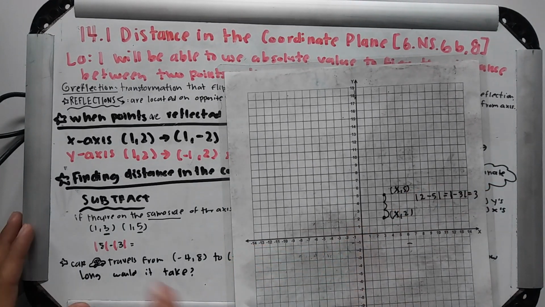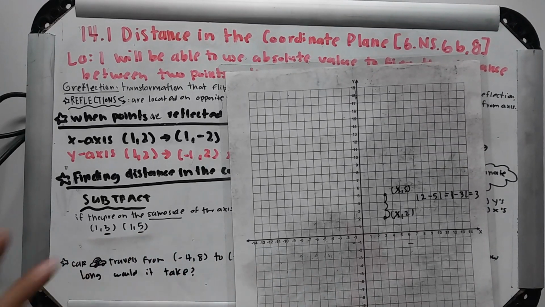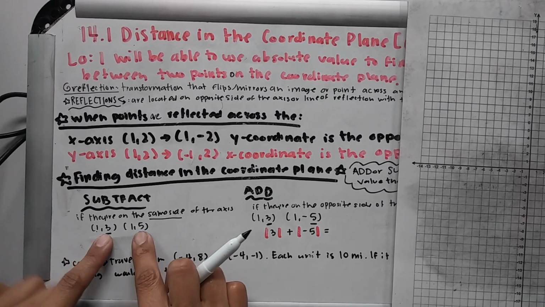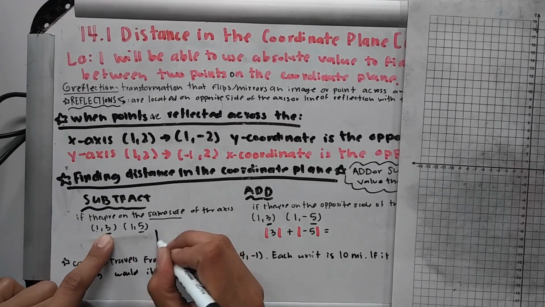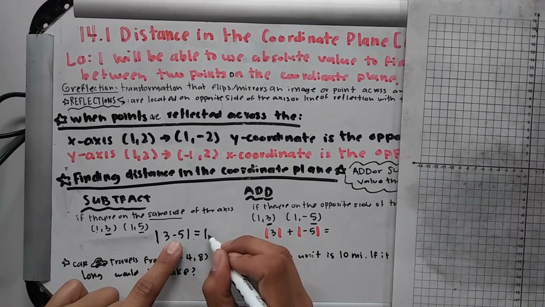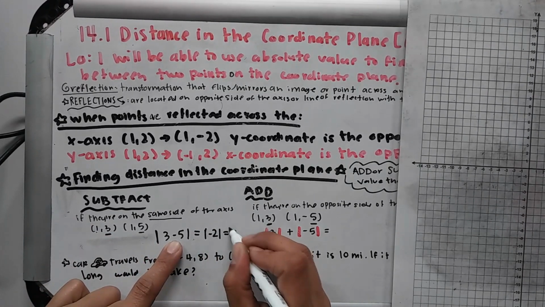Okay. So let me go ahead and do this one right here. Again, I'm going to ignore the ones because they're the same. I'm going to work with this right here. So I'm going to say absolute value of 3 minus 5. That's -2, but absolute value of -2 is just 2. So distance is 2.